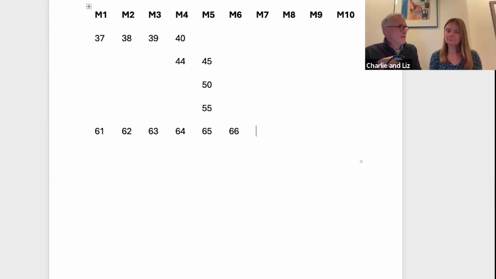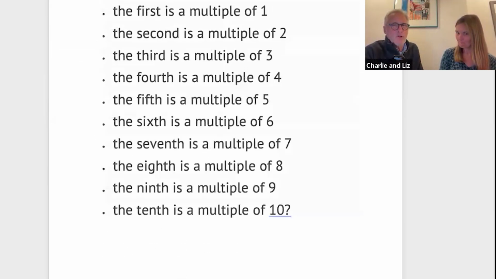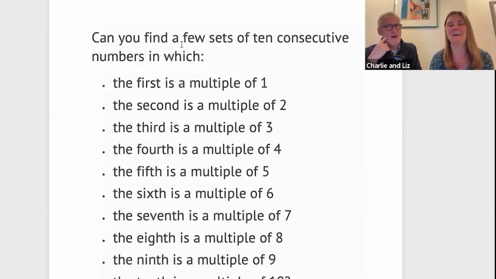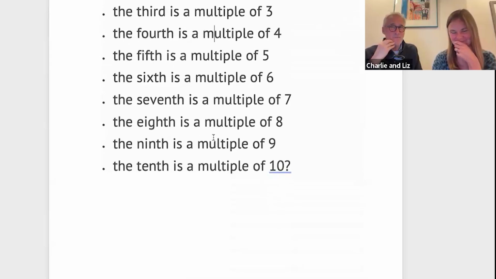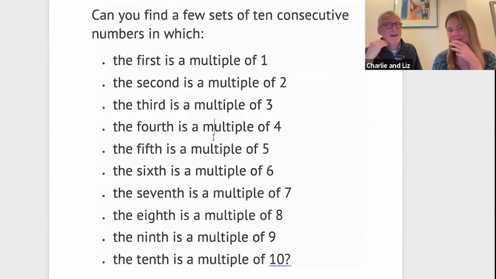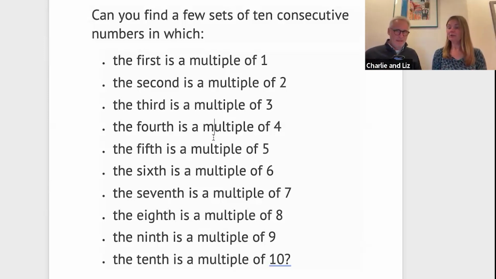And I suppose if anybody does get a solution, please remember what was at the top of the sheet, which asks for a few sets, not just one set of 10 consecutive numbers. So the challenge is not over once you've found one set. Perhaps I'll pop the problem back, the text of the problem. But why don't we give you a few minutes? Anything you come up with, or any strings that you manage to make, please do post in the chat. That would be great. And then we'll come back together in a few moments.